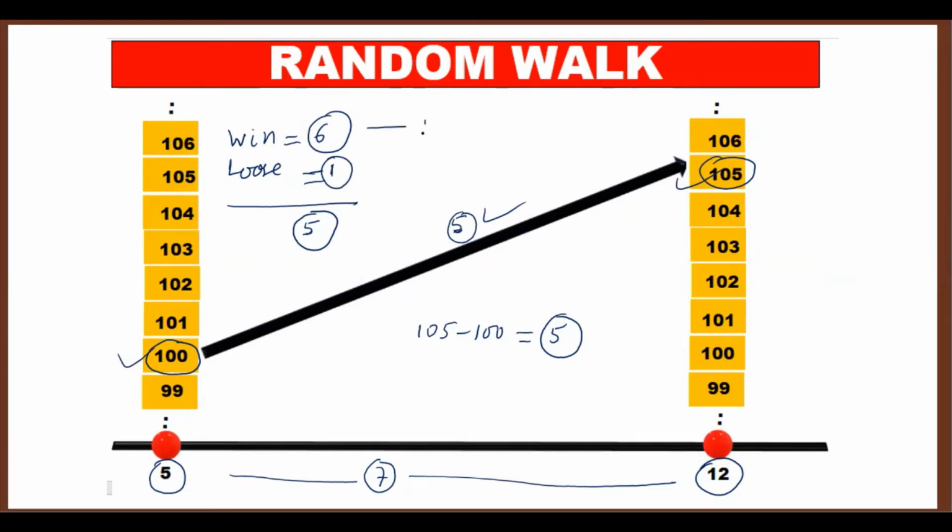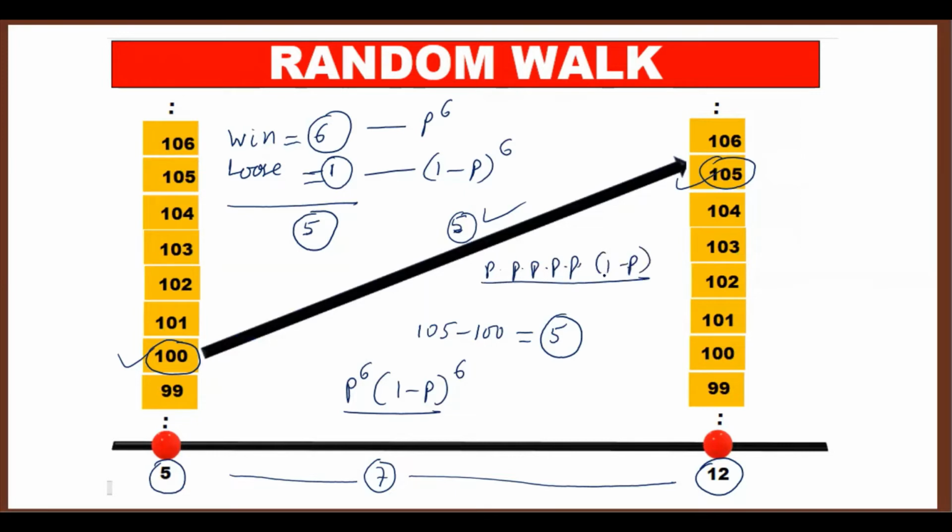The probability for this is P power 6. The probability of this is 1 minus P power 6. The total probability is P power 6 times 1 minus P. This is the probability. But remember, I can lose anywhere. It's not that I have to win all the 5, then I have to lose. Not this way. 1 minus P, 7 moves, right? So this is one of the ways I am saying.